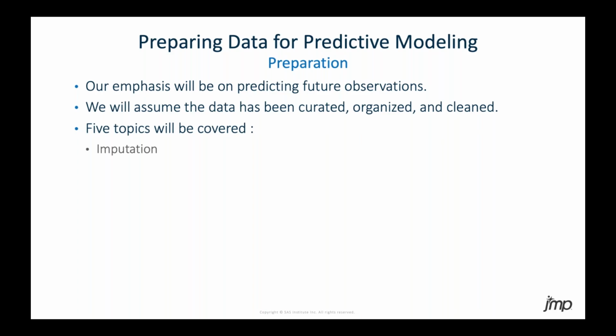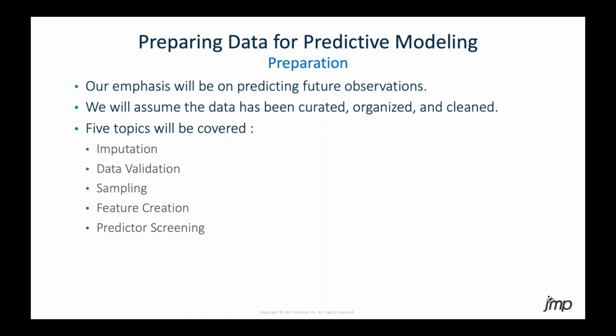The first one's going to be imputation, and in a bit I will talk about what imputation is and why it's important. Data validation. Again, if you're new to data mining, this might be a relatively new term. We'll talk about this and why this is important. Sampling, feature creation, and then finally predictor screening. I'll say a little bit about predictor screening.